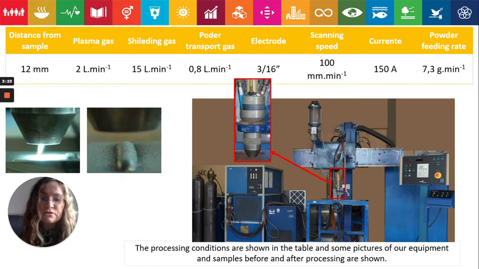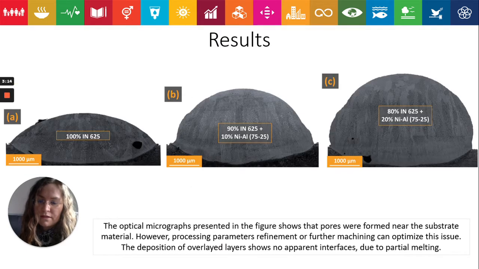The processing conditions are shown in the table, and some pictures of our equipment and the samples before and after processing are shown. The optical micrograph presented in the figure shows that pores were formed near the substrate material. However, processing parameters refinement or further machining can optimize this issue.